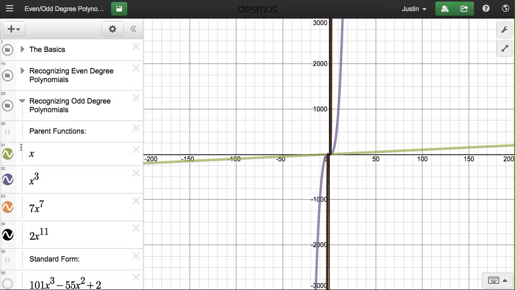For now, you need to have taken down these and note that they're odd degrees. Why are they odd degree polynomials? Is it because of the 7 here? No, it's because of the 7 power, the 11 power, the 3 power, and then here, the imaginary 1 power. That makes it an odd degree polynomial.